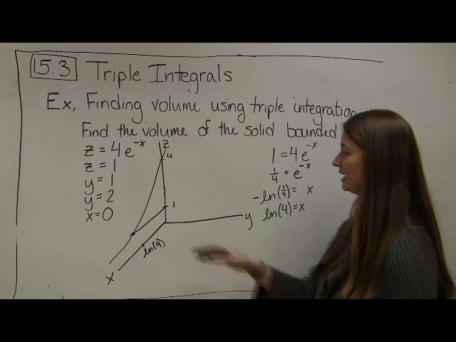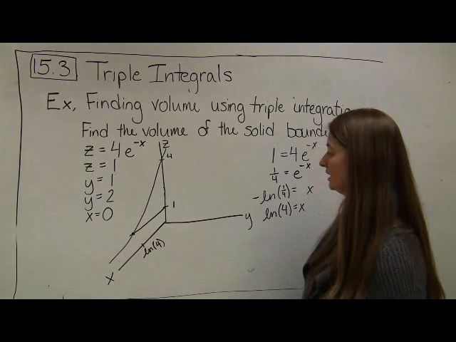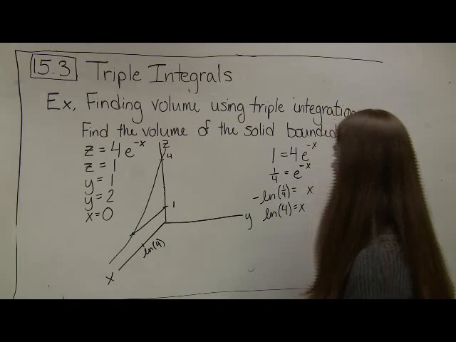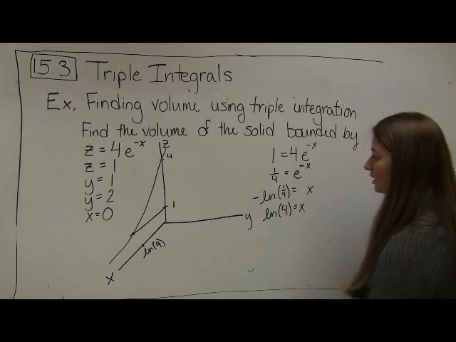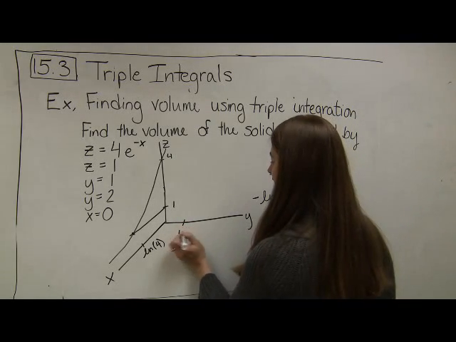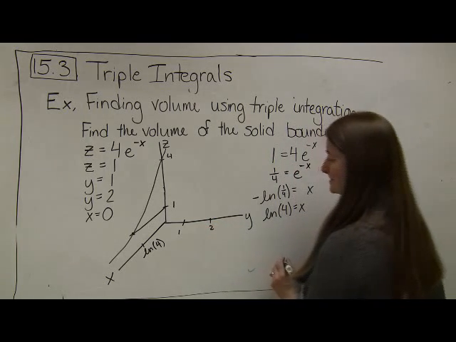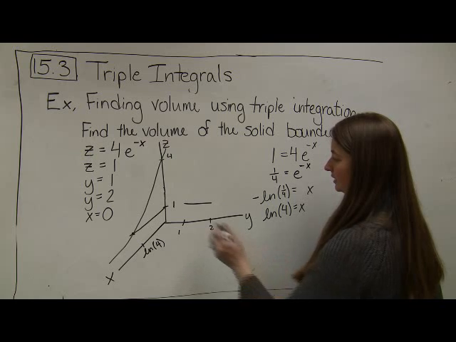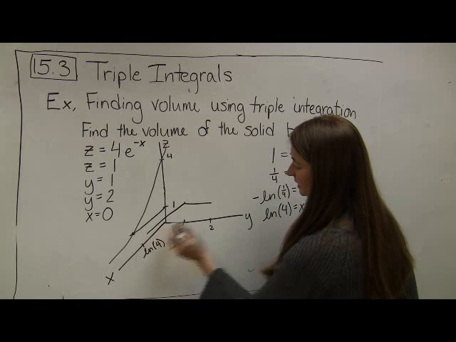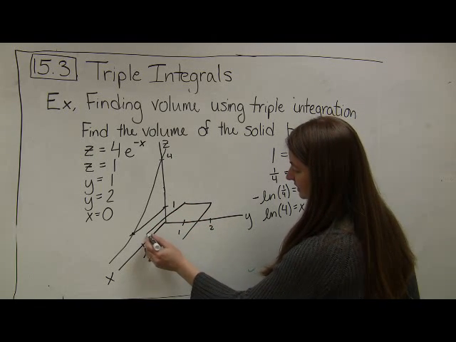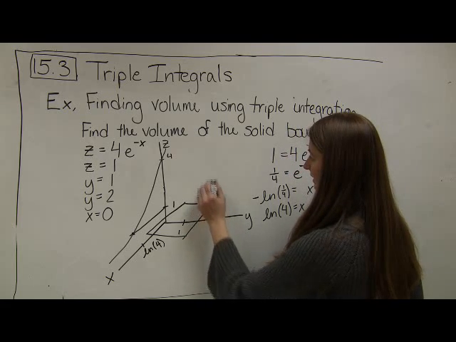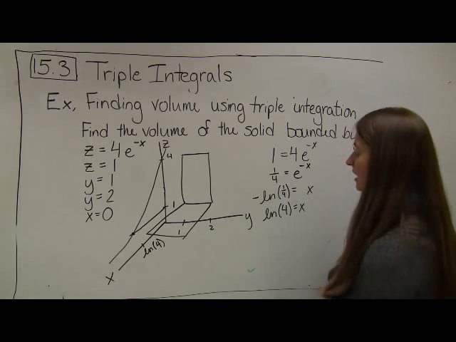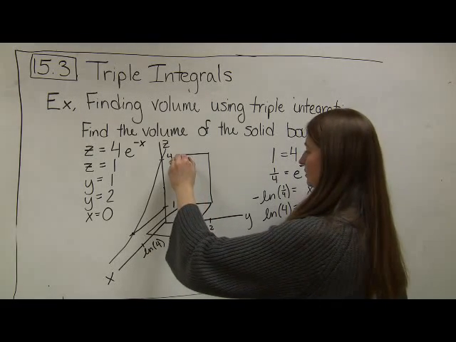My y values in this case are ranging from 1 to 2, and my x value of 0 is going to be this back plane back here. So let's go ahead and add in where our y's go from 1 to 2. In this case, that means that I'm up here where z equals 1. I'm going to go out as far as here. I'm going to go up to where z equals 4. And so this object really sort of looks like a skateboard ramp.